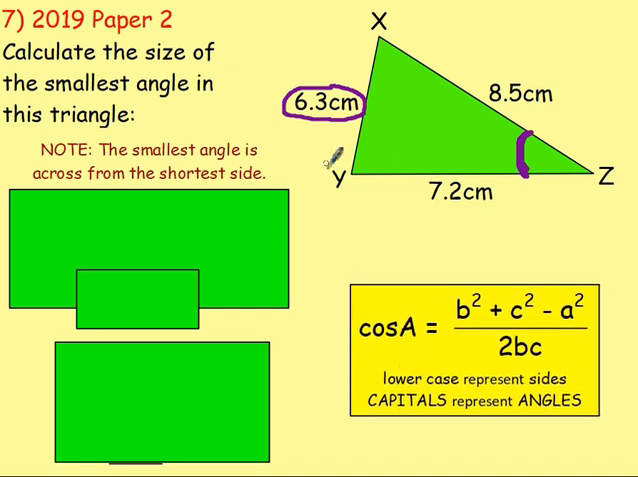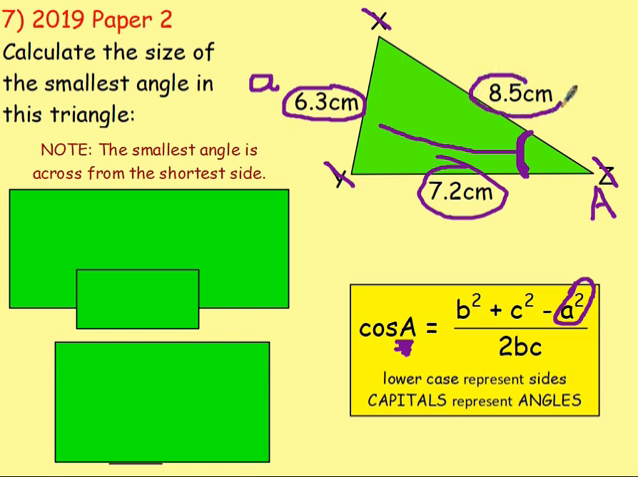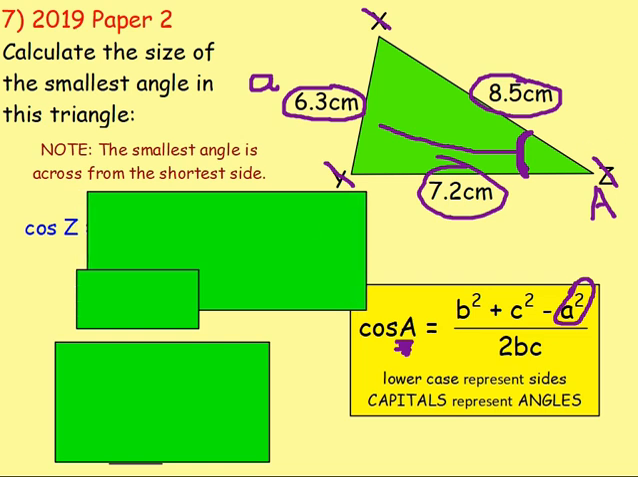Once again, the letters that they give you, you can just ignore them completely. The capital letters represent the angles, and because we're wanting this angle, this angle is really going to be our A. So across from that angle, that would be our small a in our formula. So the 6.3 is going to be our a, and the b and the c would be the 7.2 and the 8.5. It doesn't matter which way around we have them with the b and the c, as long as the a is the 6.3.